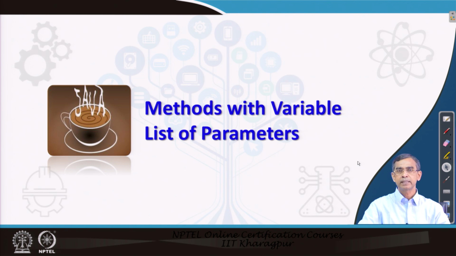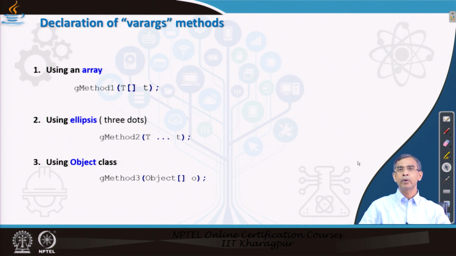I will quickly come to the discussion about methods with a variable list of parameters. We learned how a method can be declared generic and how it can be called. Whenever a generic method is called, it should be passed an argument of object type only. That needs to be remembered. Now, there are three different ways by which a method can be defined so that it can take a variable list of arguments. That means sometimes no argument, sometimes 10 arguments, sometimes any number. There are three broad ways this can be done.